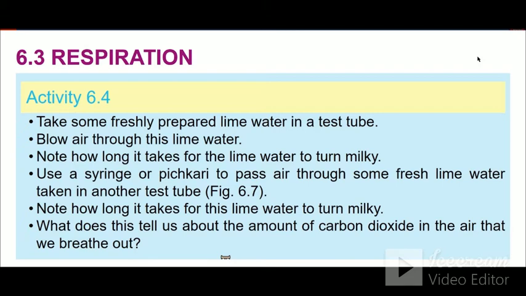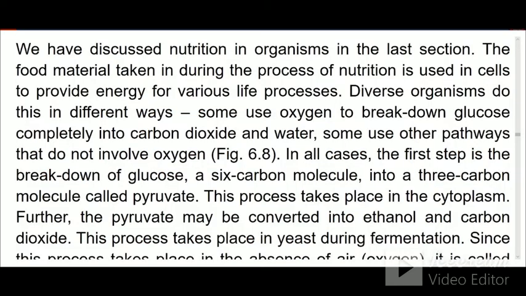Today we are going to study respiration. Let's go through the books. We have discussed nutrition in organisms in the last section. The food material taken in during the process of nutrition is used in cells to provide energy for various life processes. Diverse organisms do this in different ways.